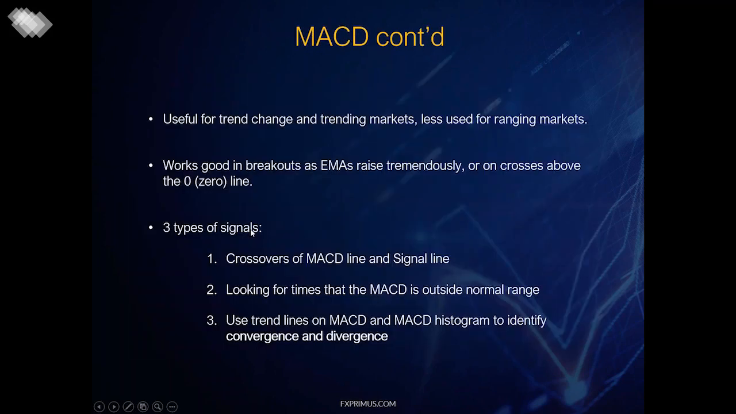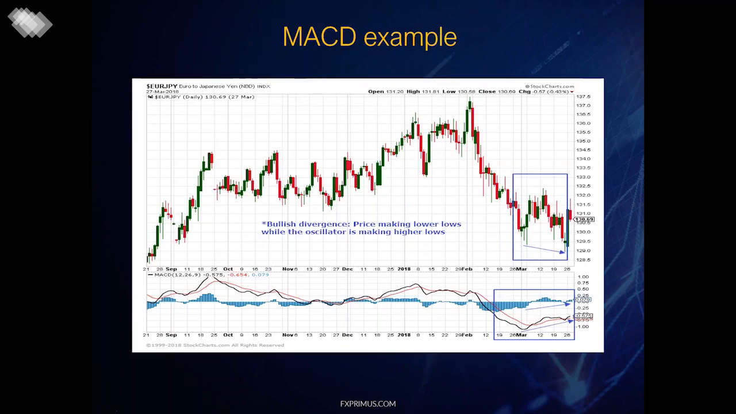Now, I'm not going to go into the crossover, it's pretty self-explanatory, but I want to show you again the divergence scenarios. Here we have a bullish divergence. What's happening, as we explained on the RSI too, is the price is making lower lows while the oscillator is making higher lows. In this example, down on the oscillator, we will see both the histogram and the EMA moving higher while the price on the charts is moving lower.